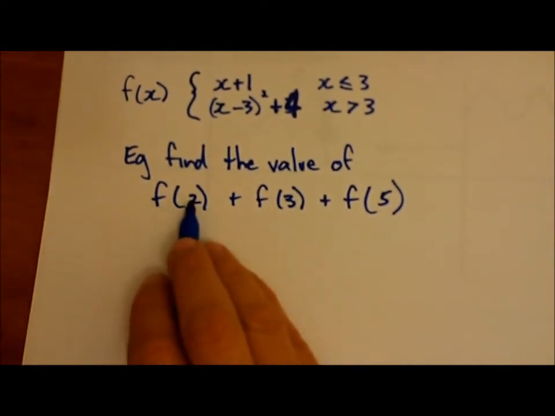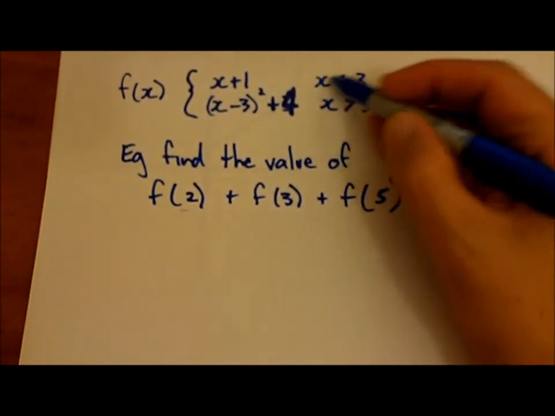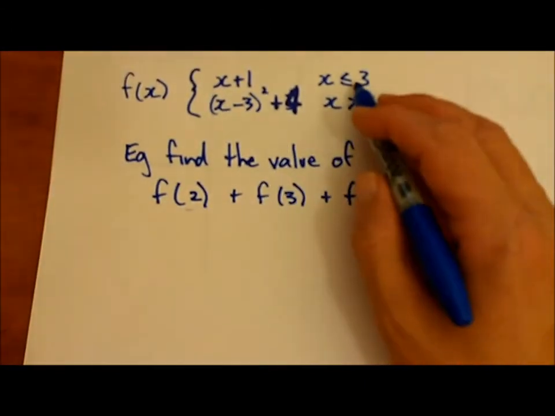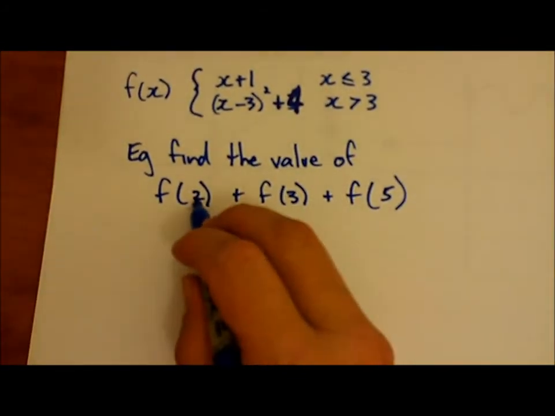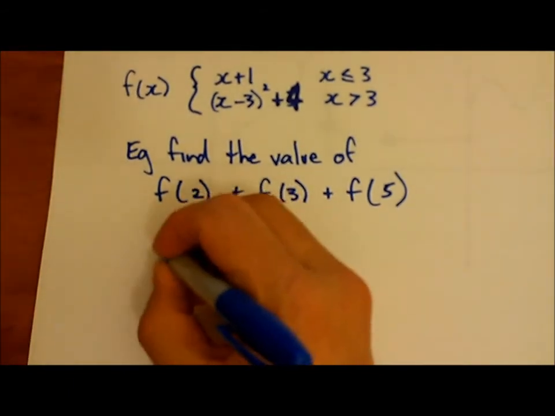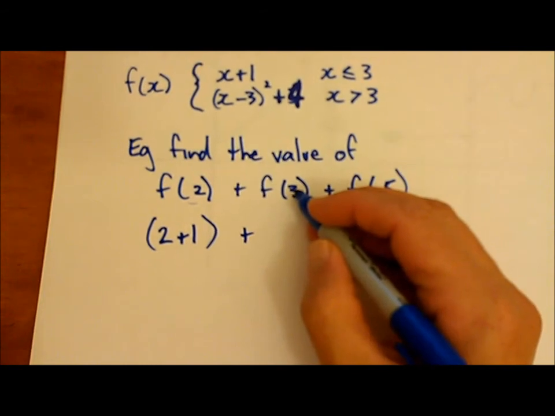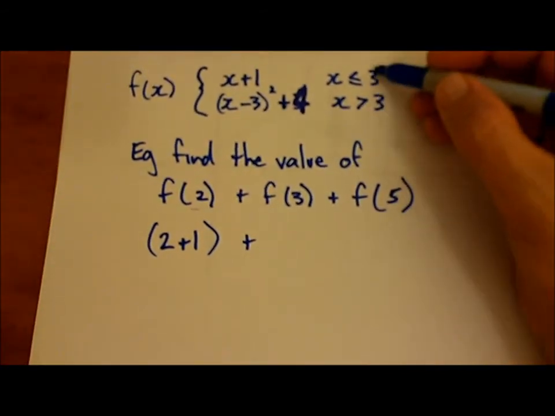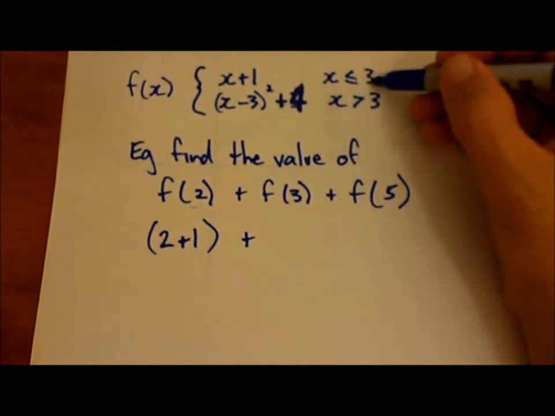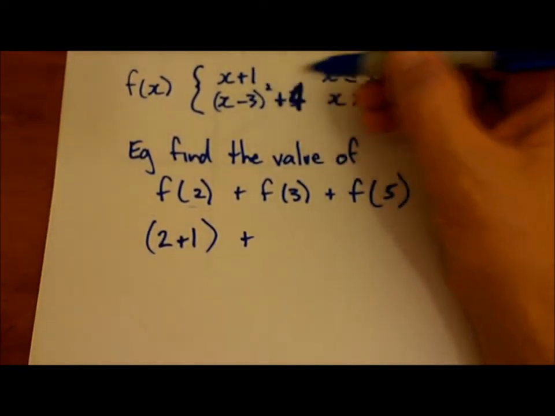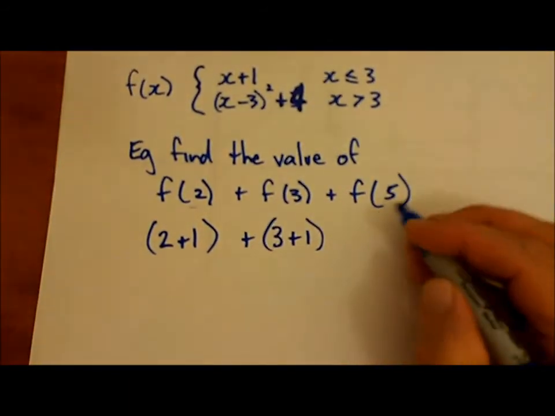So function of 2, we look at this value in here, and we look at what we're told here. x less than or equal to 3, well that's 2. 2 is less than or equal to 3. I'll sub into this rule here. So for function of 2, it's x plus 1, or in other words, 2 plus 1. Function of 3, well 3 is in both of them, but this one up here is including the 3. It's saying x is less than or equal to 3. So it's including the 3 in this rule. So once again, put the 3 where the x is. That one becomes 3 plus 1.